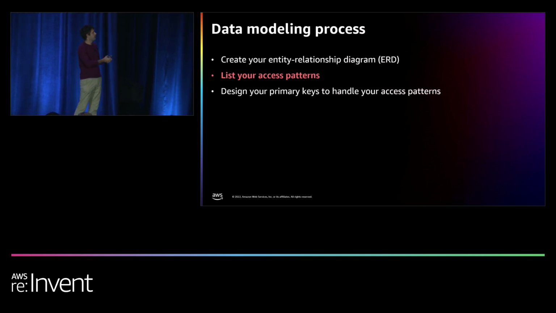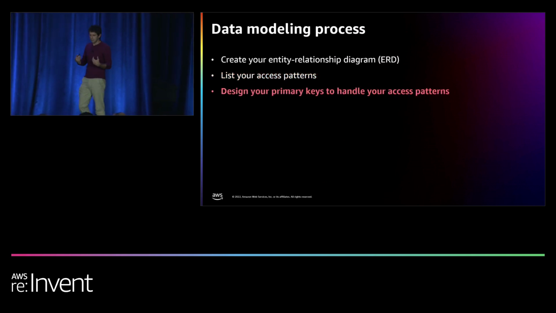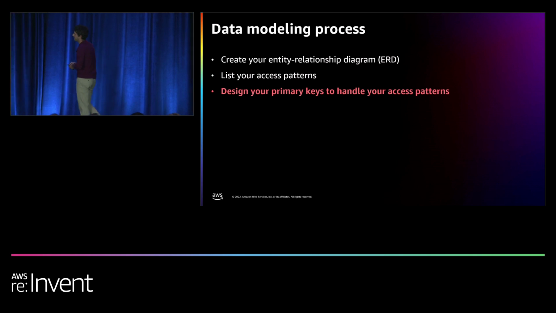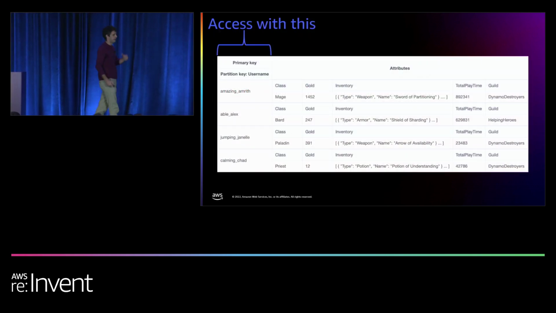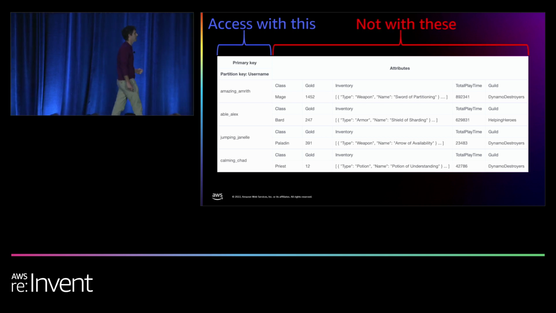All right, and then once you've listed out your access patterns, you want to design your primary key to actually handle those access patterns. The big thing you want to remember there is that you want to be accessing with that primary key, not with those attributes.